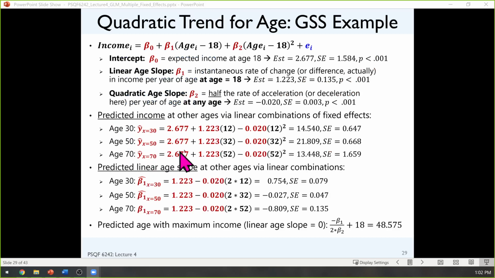So do the predicted value parts make sense? Just filling in ages into my regression equation?